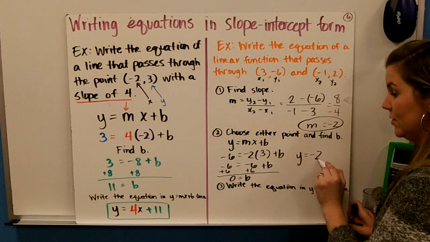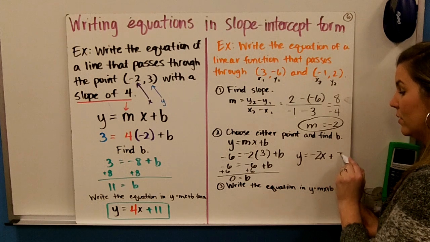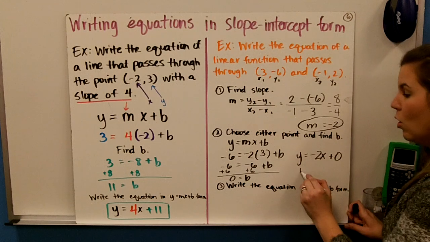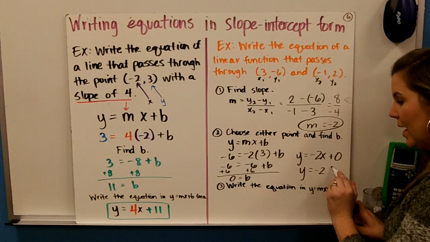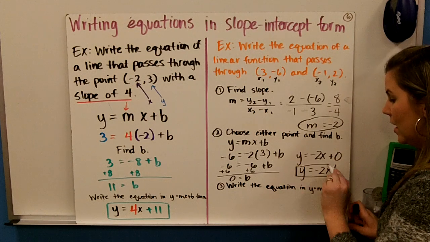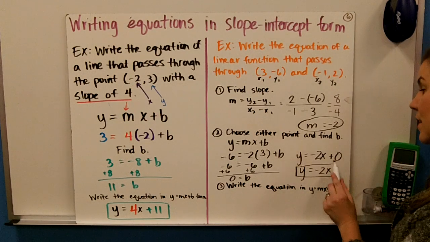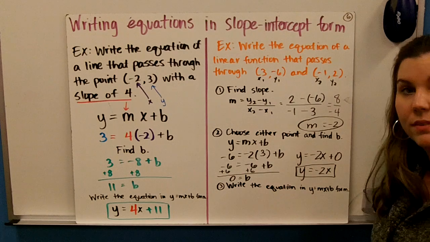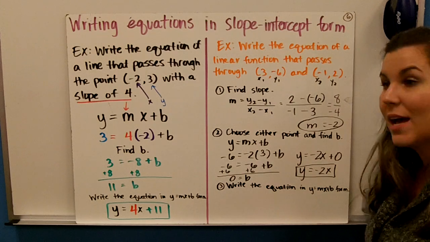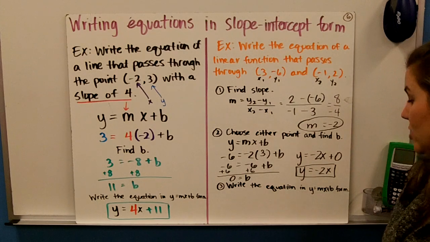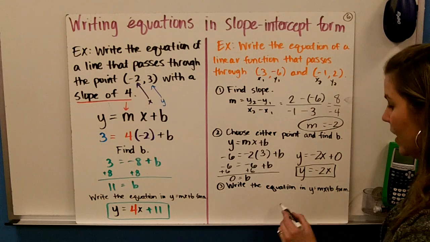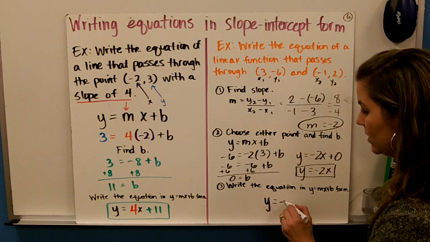My slope is -2. I could write y equals -2x plus 0, or I could make it a little bit simpler and write y equals -2x. Now remember that whenever the y-intercept is 0, this is a special kind of linear equation that we talked about on our first slide. That's a direct variation equation. And so here is my final answer, y equals -2x.